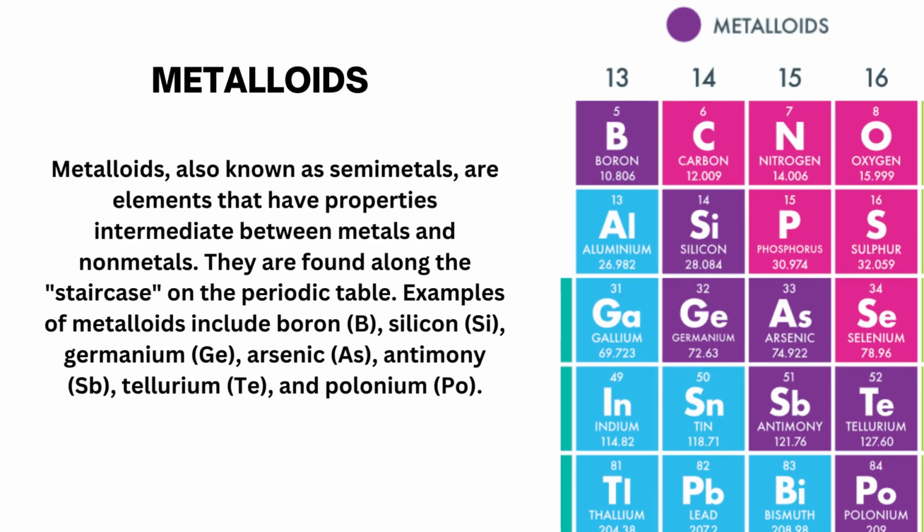Metalloids, also known as semi-metals, have properties intermediate between metals and non-metals. They are found along the staircase on the periodic table. Metalloids include boron, silicon, germanium, arsenic, antimony, tellurium, and polonium.